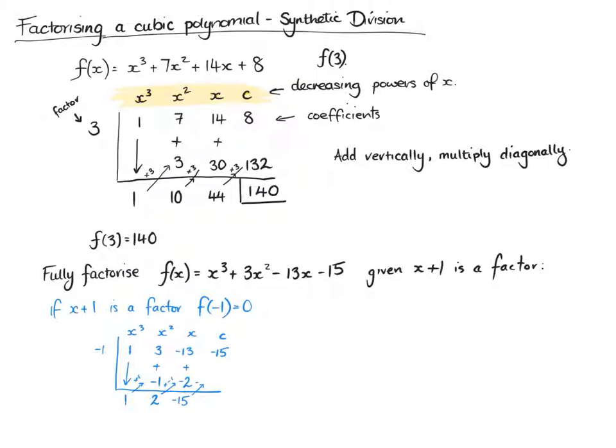We times the minus 15 by minus 1. We get 15, positive 15. When we add those two together, we get a remainder of 0. Okay, so we need to write something saying, proving that we've got a remainder of 0. Okay, since f of minus 1 is equal to 0, x plus 1 is a factor.